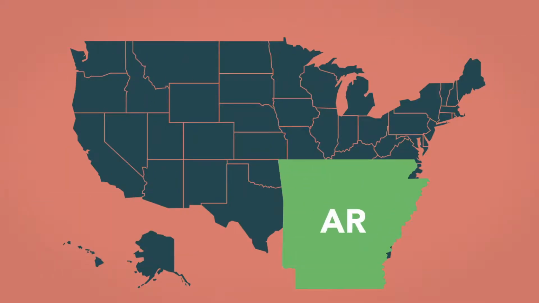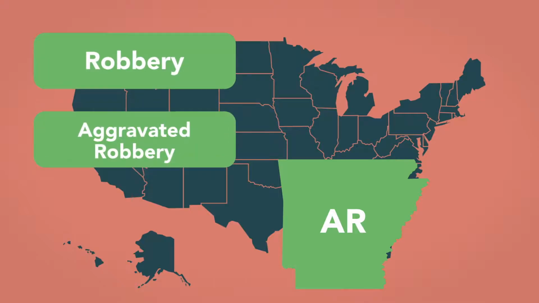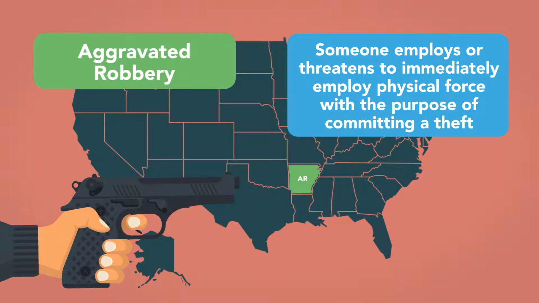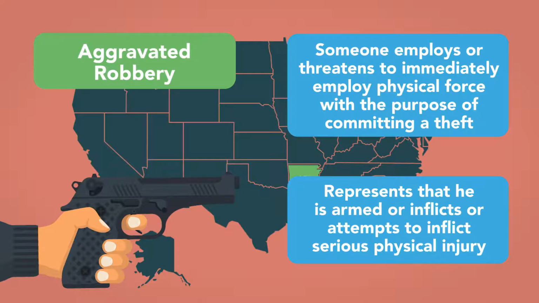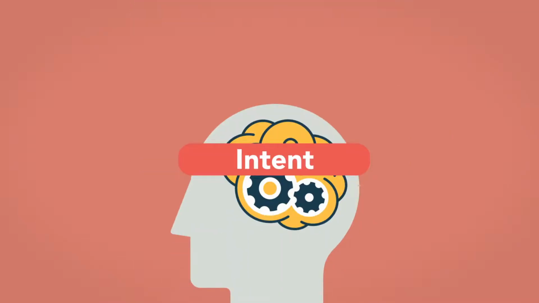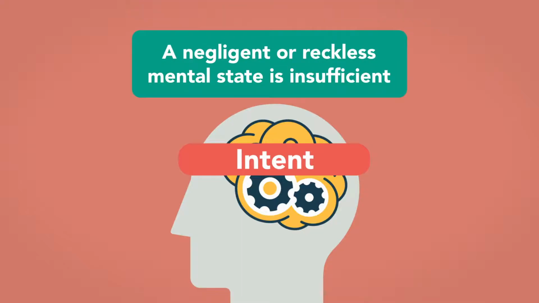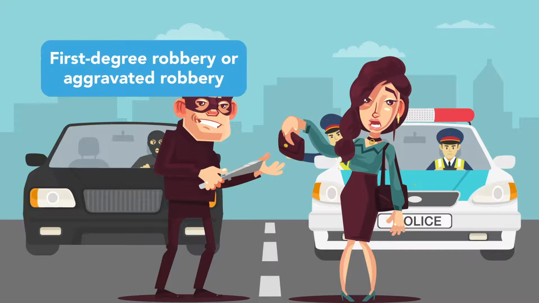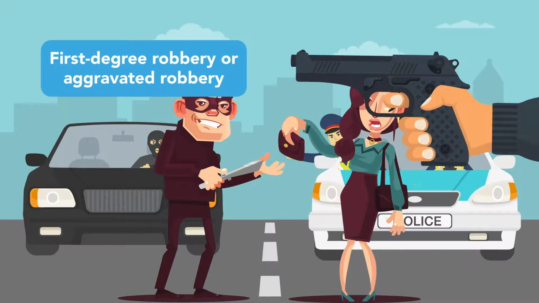Other states, such as Arkansas, distinguish between robbery and aggravated robbery. There, a robbery occurs when someone employs or threatens to immediately employ physical force with the purpose of committing a theft. The crime is aggravated if the defendant was armed with a deadly weapon, represents that he's armed, or inflicts or attempts to inflict serious physical injury. As in the case of theft crimes, robbery is a specific intent crime, requiring intent to deprive the owner of the property. Thus, a negligent or reckless mental state is insufficient. Carjacking and mugging are classic examples of robbery, and are typically punished as first-degree robbery or aggravated robbery when guns are used in the process.